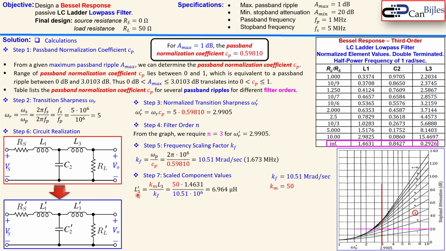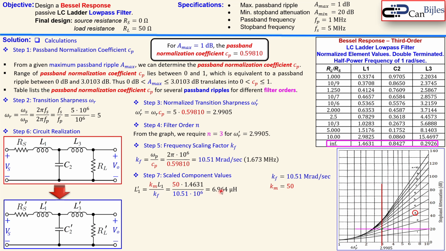So what do we do now for the inductor? We need to upscale this using this formula where you see the L1 prime is equal to km, the magnitude scaling factor, divided by the frequency scaling factor times this L1 from the table here, 4631. That is then here 6.964 microhenries. That's the actual value we need to use in our filter here.